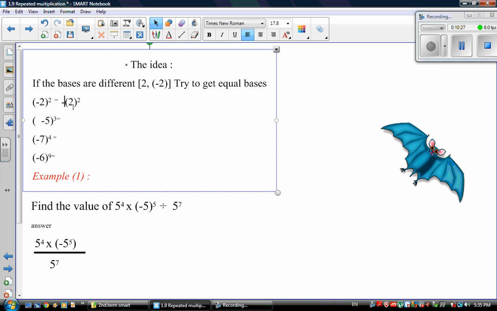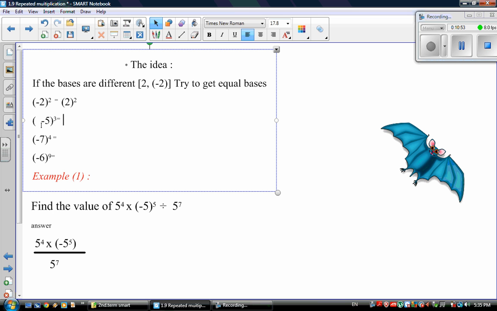Here we have to remove the sign because in case of a negative base, if the power is even, do you remember? We are going to remove the sign because the answer will be a positive answer. The next one, negative 5 to the power 3.